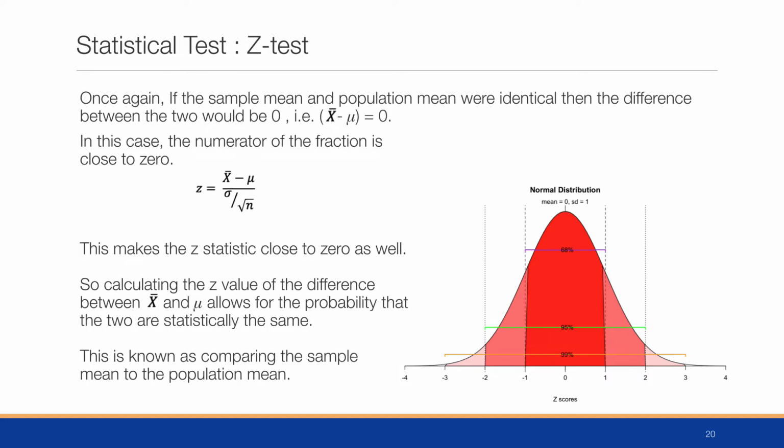Now, if the sample mean were identical, then the difference between the two would be 0. In this case, the numerator of the fraction is close to 0, making the z statistic close to 0. So calculating the z value of the difference between x bar and mu allows for the probability that the two are statistically the same or different. This is known as comparing the sample mean to the population mean.